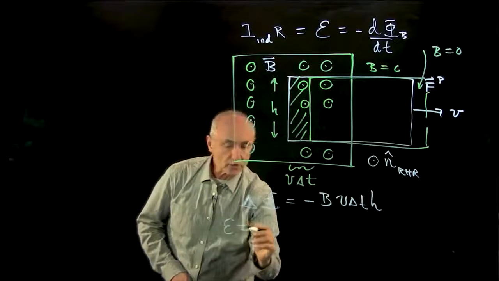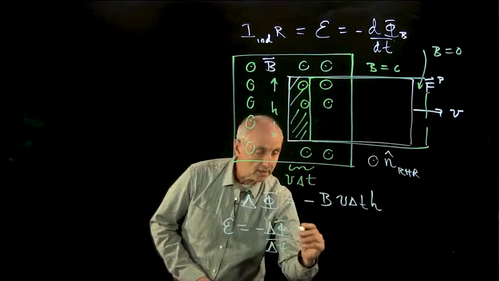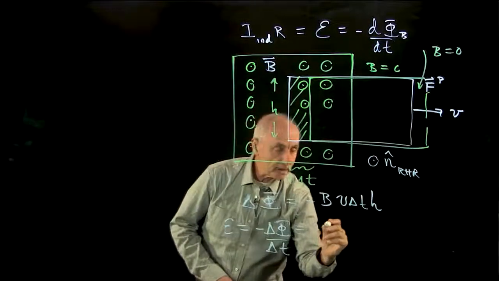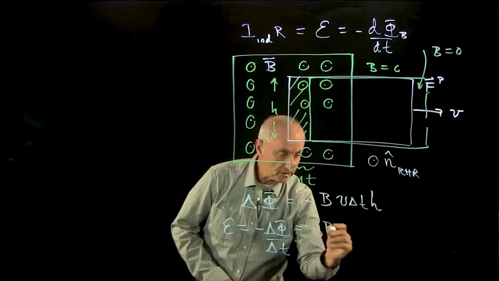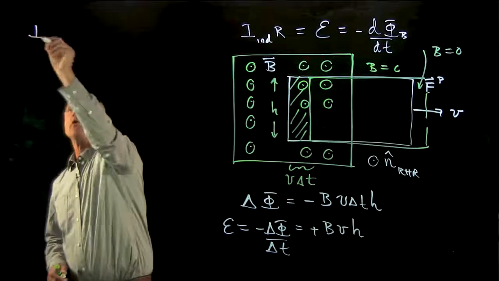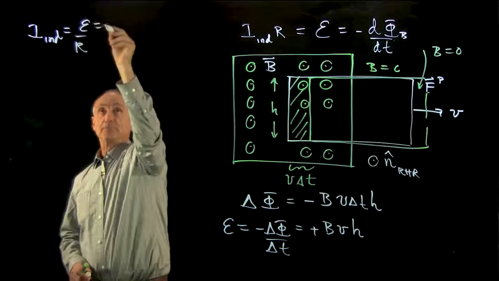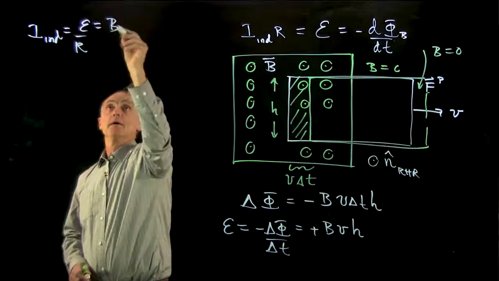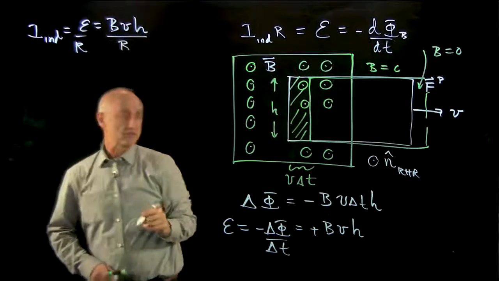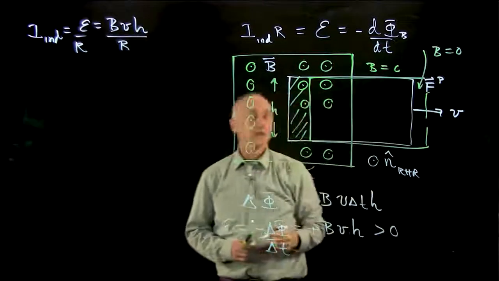And my electromotive force is minus the change in flux divided by the time. And in the limit, that's a derivative. And so I simply get minus two minus signs, so I have a plus B v h. And so the induced current is equal to the electromotive force divided by the resistance. And that's B v h divided by the resistance. Now, notice that this is a positive quantity.